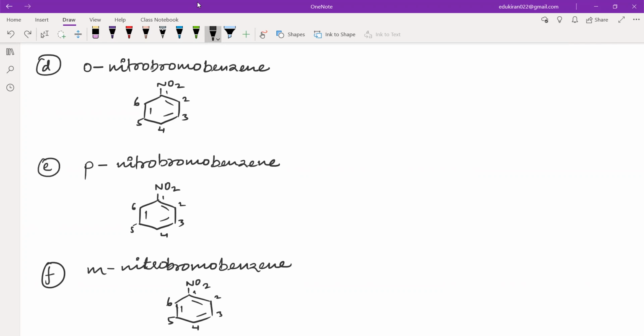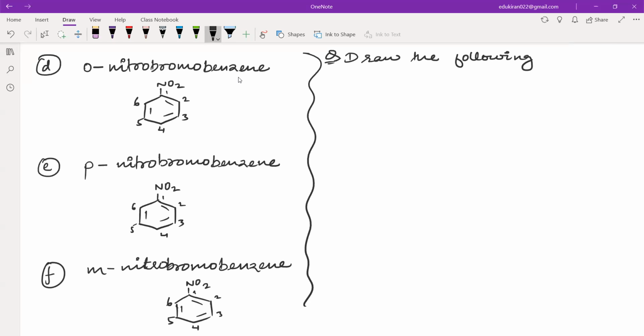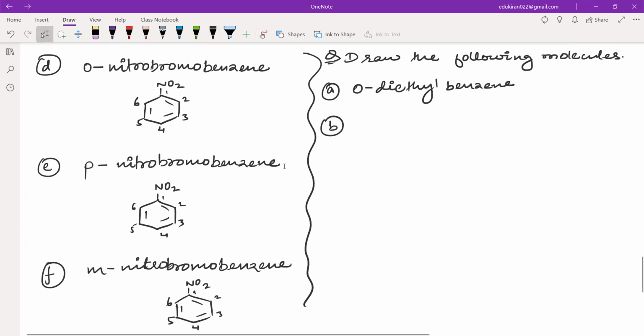Okay, fine. Meta में बताइए यहाँ पे. Which carbon? Bromine will be attached on which carbon? 3 or 5. 3 or 5. Wait a second.